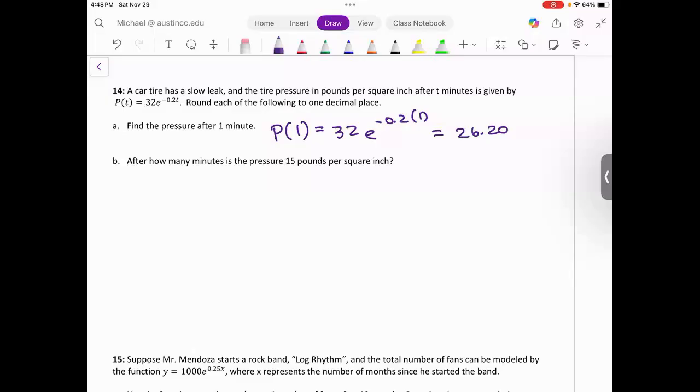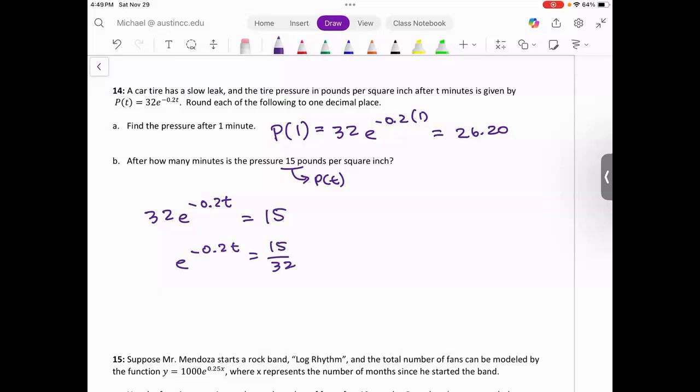Okay. After how many minutes is the pressure 15 pounds per square inch? So here we know P of t. This is our P of t. We want to know what is t when P of t equals 15. So we will say 32 e to the negative 0.2 t equals 15. So let's solve for t. Divide each side by 32. e to the negative 0.2 t equals 15 over 32.